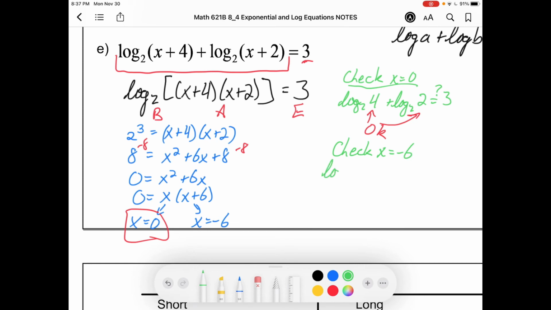And right away, I'm going to have log base 2 of negative 6 plus 4. Well, that's negative 2. No, not okay. So that means that negative 6 is not an answer. And I'm not going to let my teacher wonder whether I still think it's an answer. I'm going to X it out real hardcore. Boom, not an answer. And then I'll either circle or box the thing that is my answer.